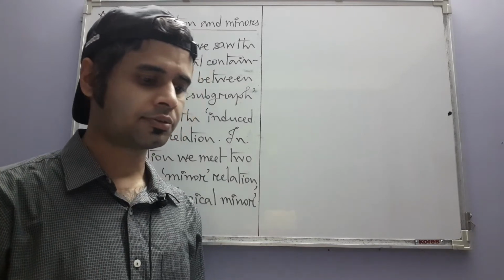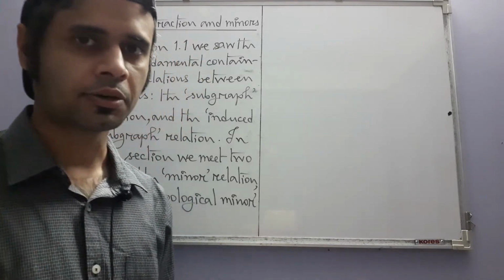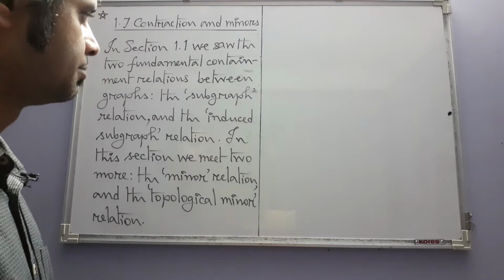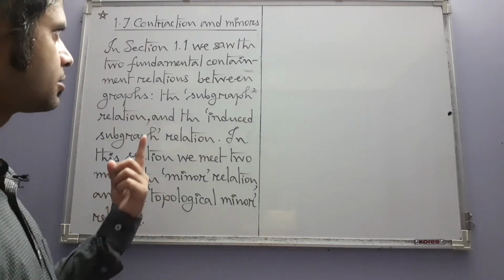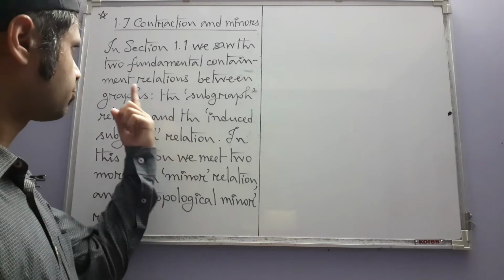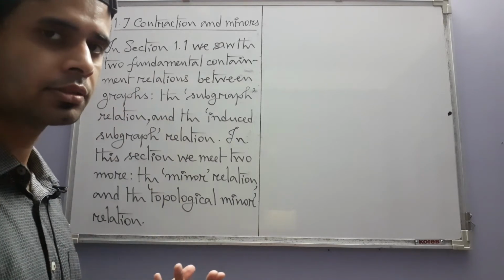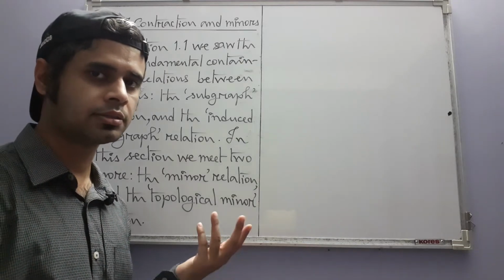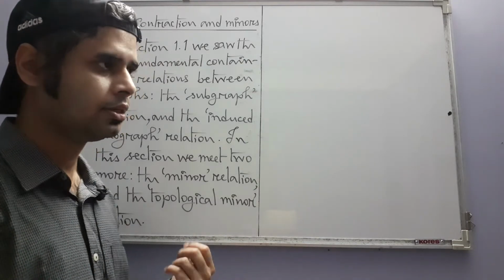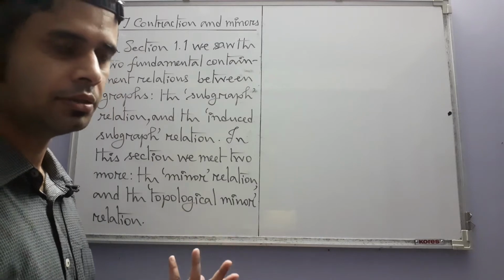Okay, so we are now going to start this new section, contraction and minors. It starts off like this. The author reminds us of the two fundamental containment relations between graphs. One of them is the subgraph relation and the other is the induced subgraph relation. We already know what these things mean.